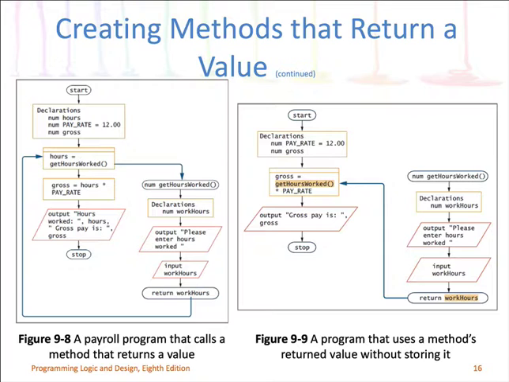getHoursWorked takes no arguments. It asks the person how many hours they worked, and they return that back to the main program. So this is a relatively trivial example, but it shows that we have no arguments, no parameters, but we do return a numeric value. We know it's numeric because in the method header, we declared the data type as being num.